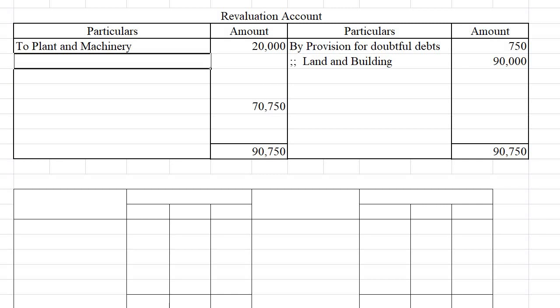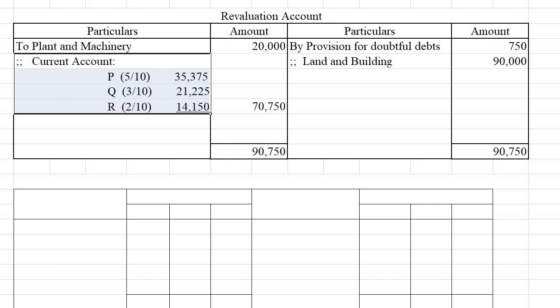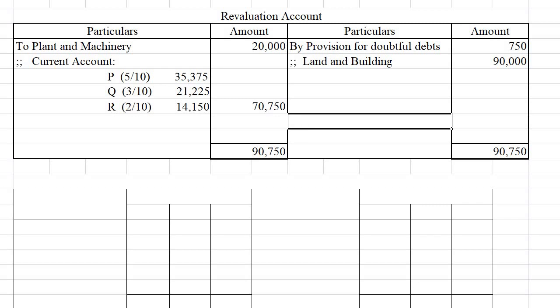Where is it to be transferred? Yes, to the current account, not the capital account. It will be transferred to the current account of partners, the current accounts of P, Q and R, in the ratio of 5:3:2. That means 5 lakh is to 3 lakh is to 2 lakh, in their capital ratio.